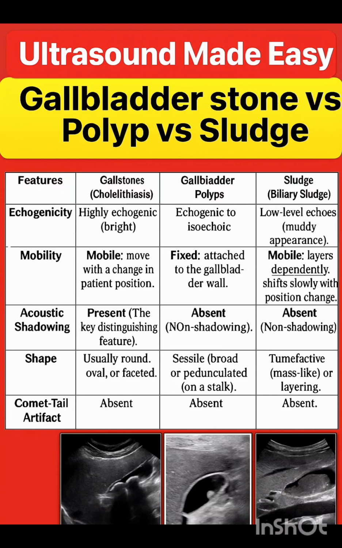Now we will talk about the shape. Usually gallbladder stones are round, oval or faceted. Polyp is sessile, broad or pedunculated on a stalk. When we talk about sludge, it shows a mass-like appearance or layering.